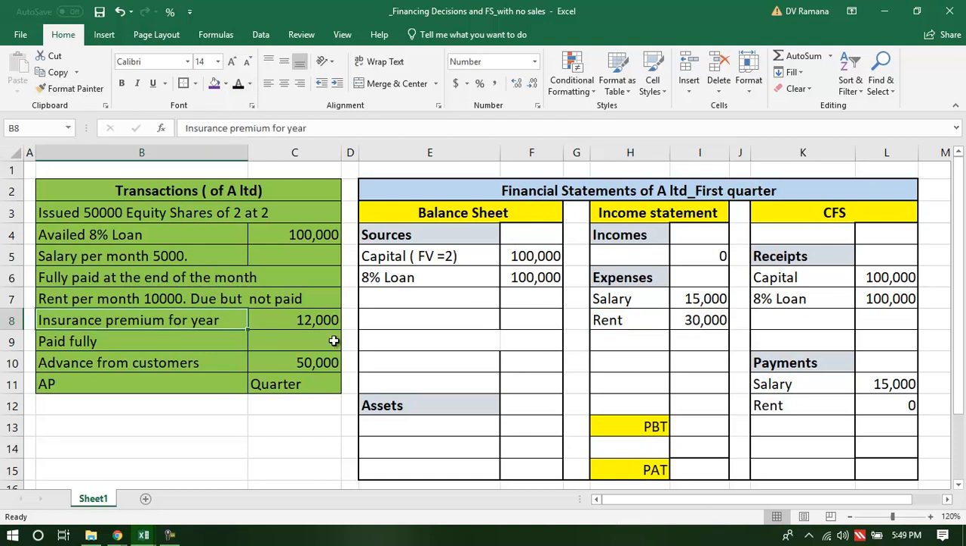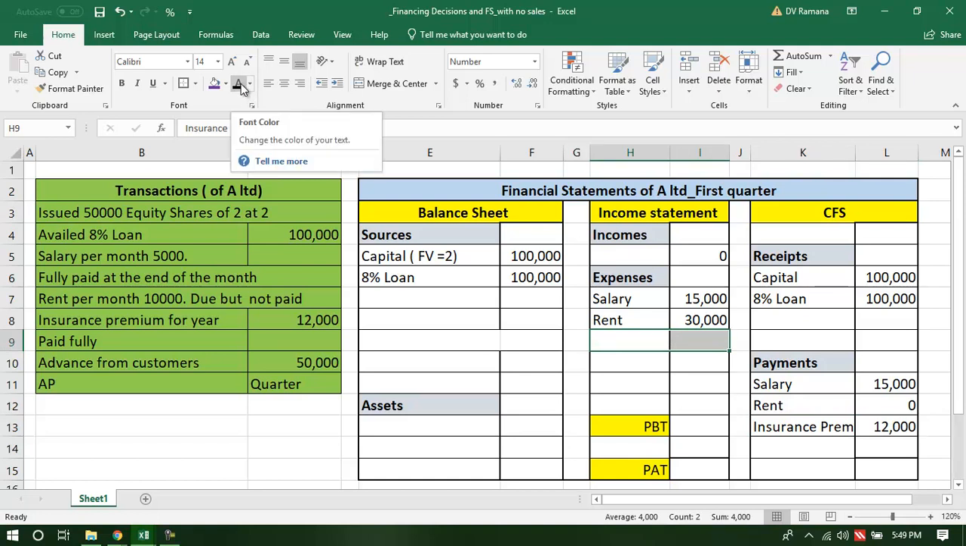Insurance premium was taken. The company took an insurance policy, and the annual premium is 12,000. So the company paid 12,000 insurance premium. However, because of the matching principle, the income statement will show the insurance only for 4,000. So therefore this is an example of the matching principle.